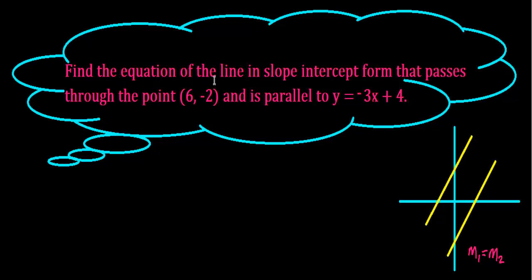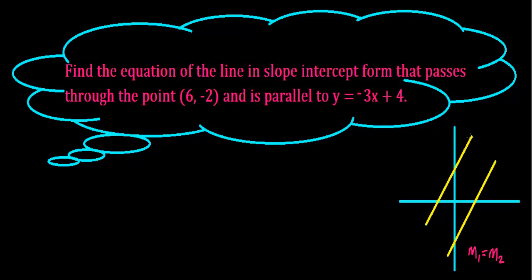Find the equation of the line in slope-intercept form that passes through the point (6, -2) and is parallel to y equals negative 3x plus 4. When we talk about parallel lines, here's an example.